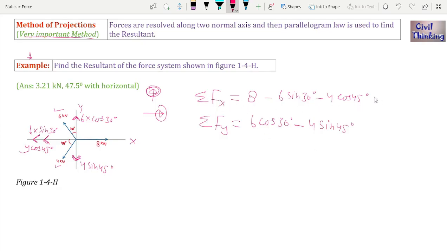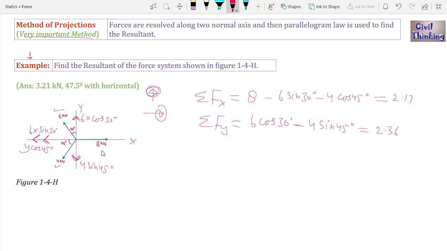Okay, solve all of this and solve all of this. What I will get? Okay, I get summation of fx to be 2.17. I hope it's correct, I didn't do any mistake. Now let's find summation of fy. Okay, I get this 2.36, right?